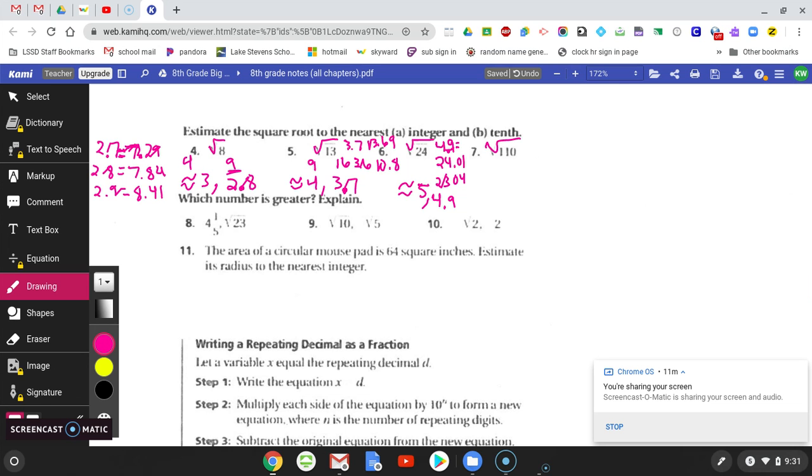And 110, well, 10 times 10 is 100. 11 times 11 is 121. So we know that it's going to be approximately 10. That's the one that's closest to. And then we can try some different numbers.